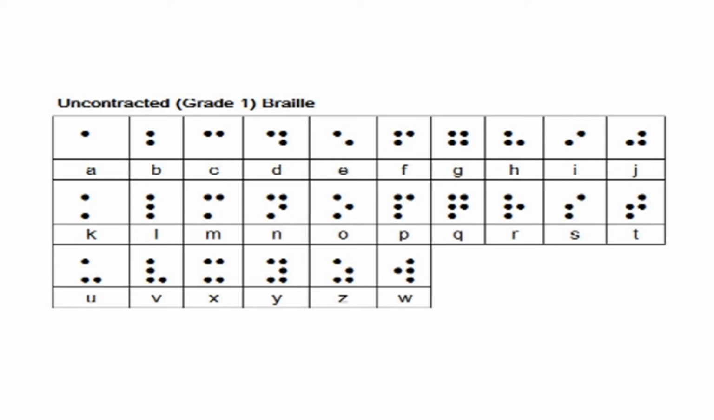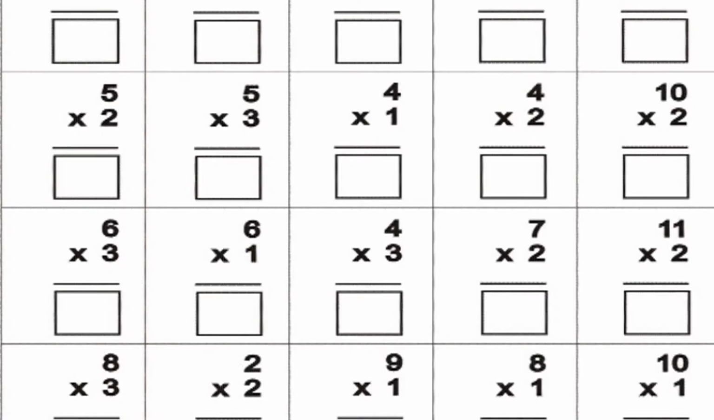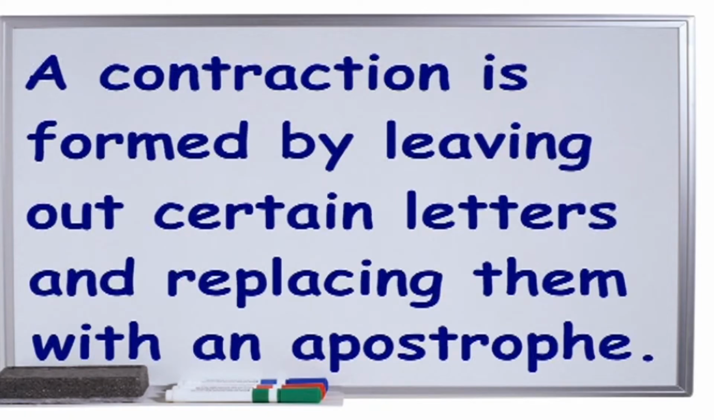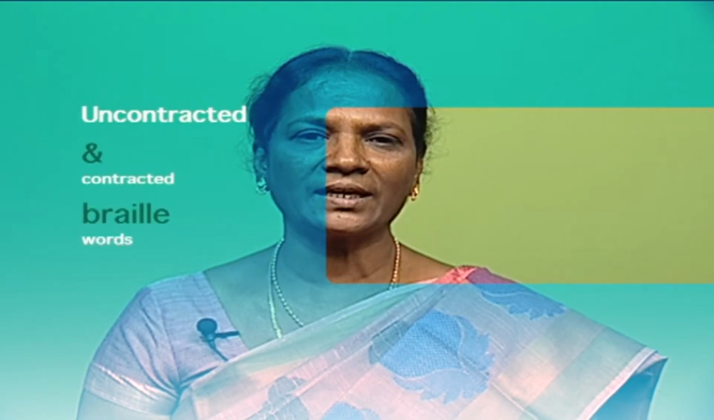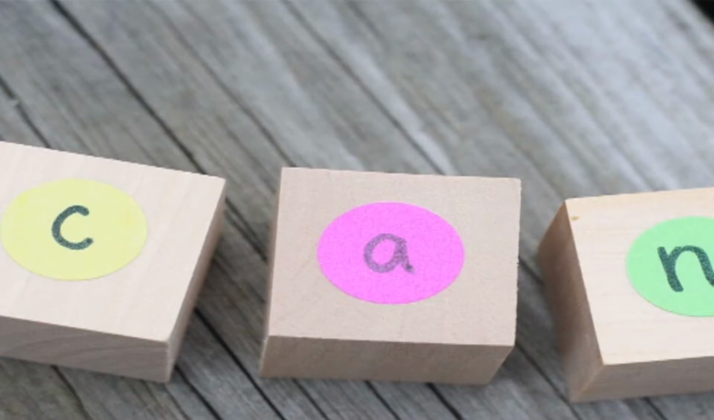Earlier, the uncontracted Braille was designated as grade 1 Braille. A contraction uses fewer cells than the corresponding uncontracted form. Contractions are used in many ways. Here look at the examples for uncontracted and contracted Braille words. The word can is written in uncontracted form. Uncontracted Braille is written with each alphabet letter.